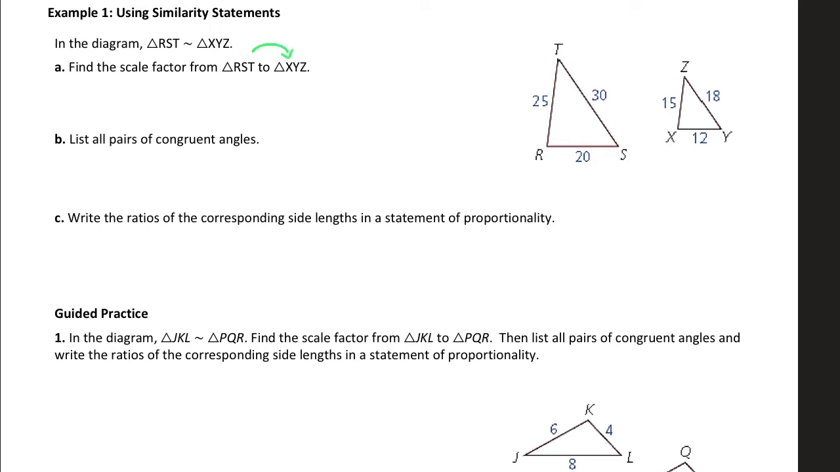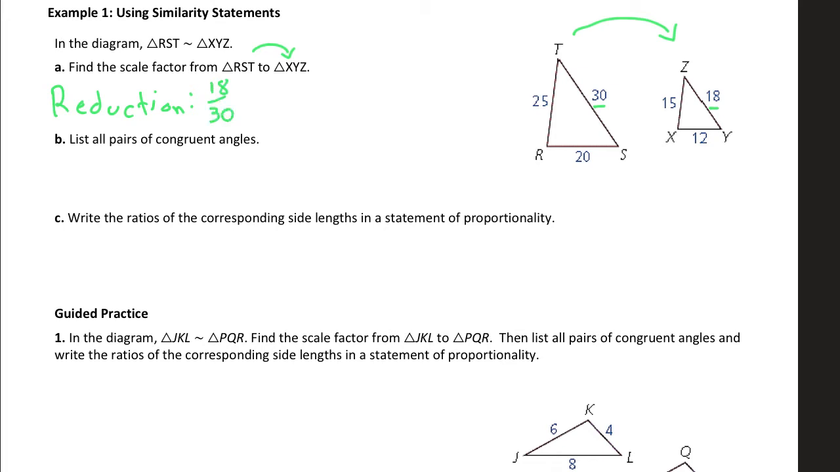to XYZ. So if we're going from triangle RST to XYZ, the triangle is getting smaller. So we call that a reduction. The reason I write reduction is because that means our scale factor is going to be a number smaller than 1. To find that scale factor, I'm going to take a length from XYZ and divide it by a length from RST, a corresponding length. So I'm just going to do 18 divided by 30, okay?